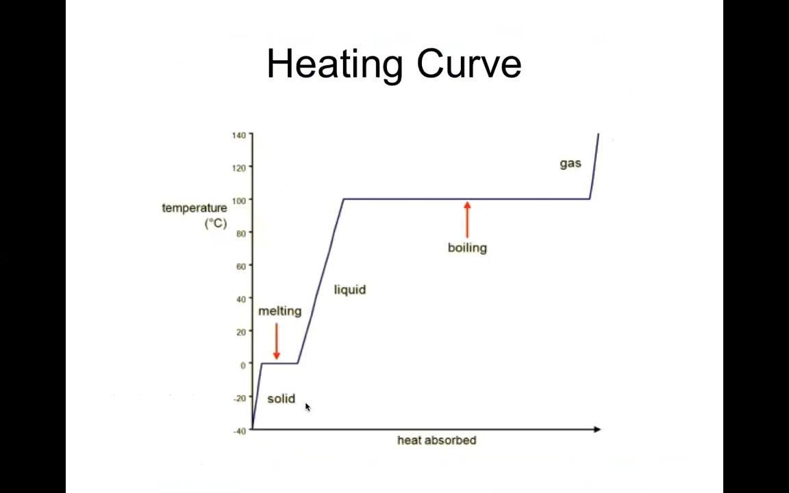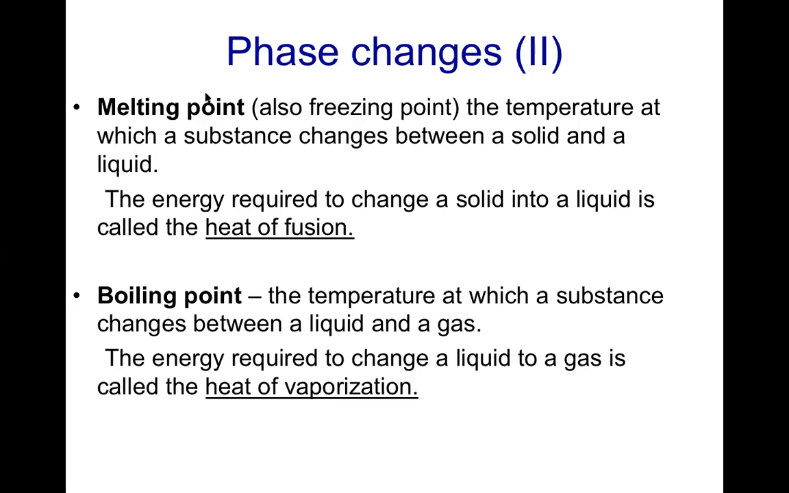The melting point of a substance is also going to be the freezing point. If you think about it, for example, in Celsius, water freezes at 0 Celsius. So water gets colder and colder and colder. When it gets to 0, it freezes, it turns to ice. It goes from a liquid to a solid.